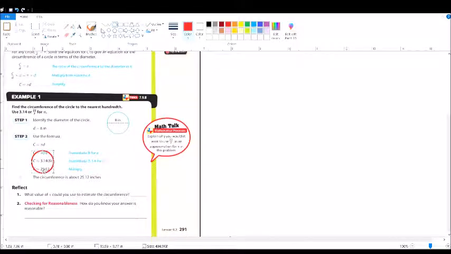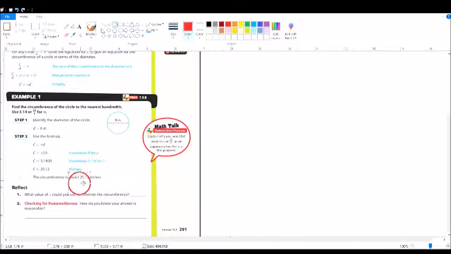That gives us circumference is approximately equal. Note that we switched from a strict equal to the approximate because we've switched from using the true value of pi to using the approximate value of pi. So the circumference is approximately equal to 25.12. So the circumference is about 25.12 inches.